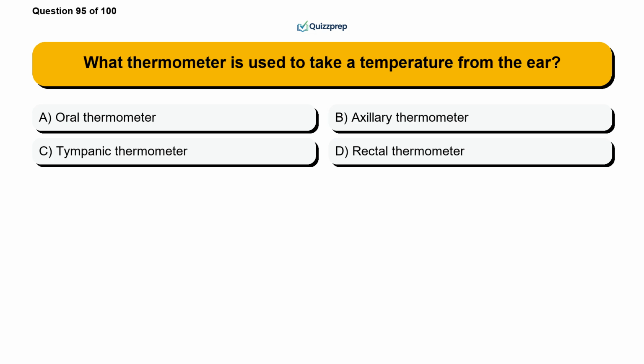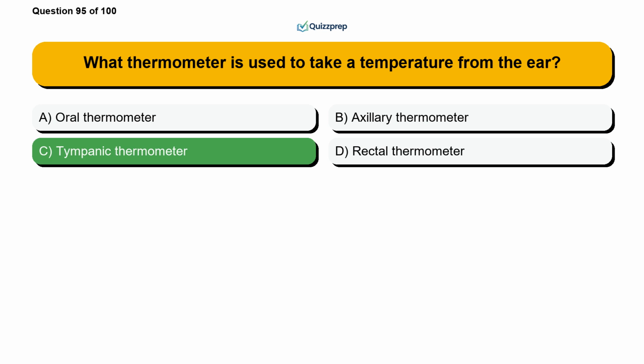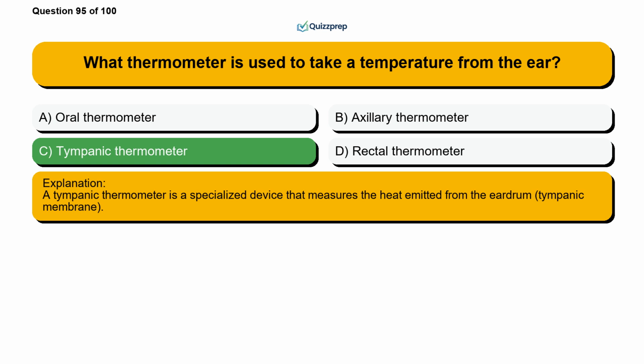Question 95. What thermometer is used to take a temperature from the ear? Option A, oral thermometer. Option B, axillary thermometer. Option C, tympanic thermometer. Option D, rectal thermometer. The correct answer is option C, tympanic thermometer. A tympanic thermometer is a specialized device that measures the heat emitted from the eardrum, the tympanic membrane.